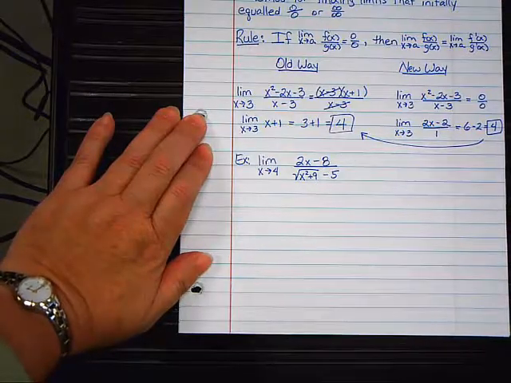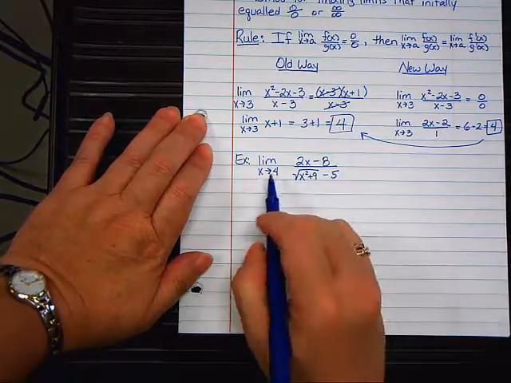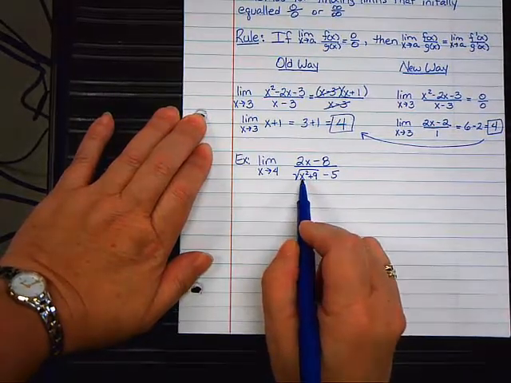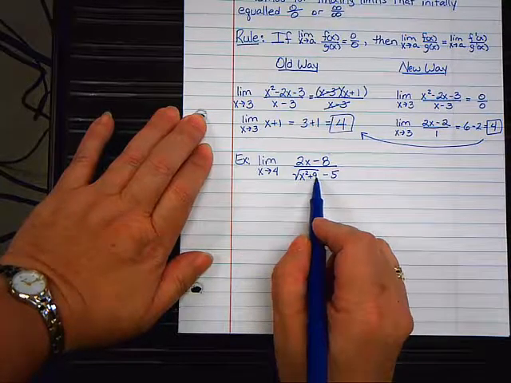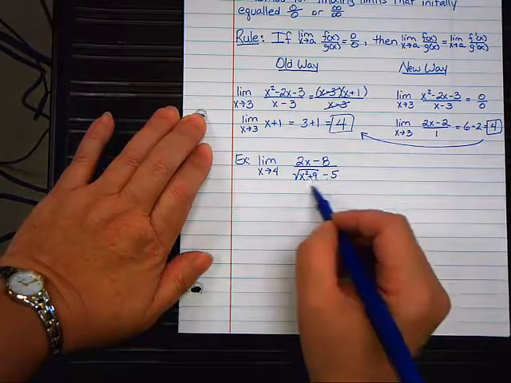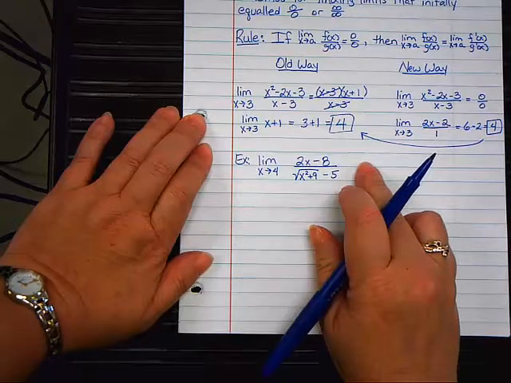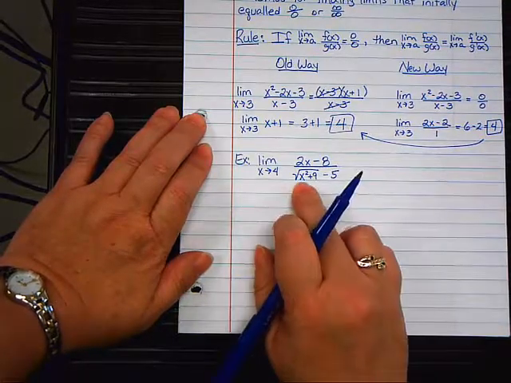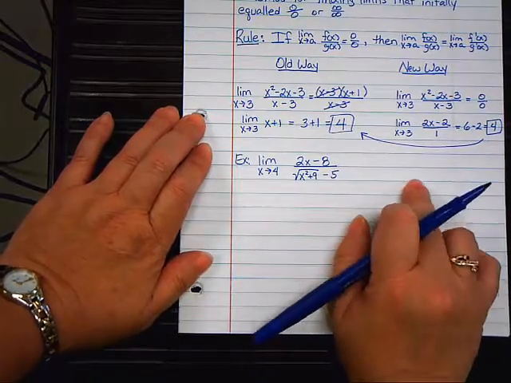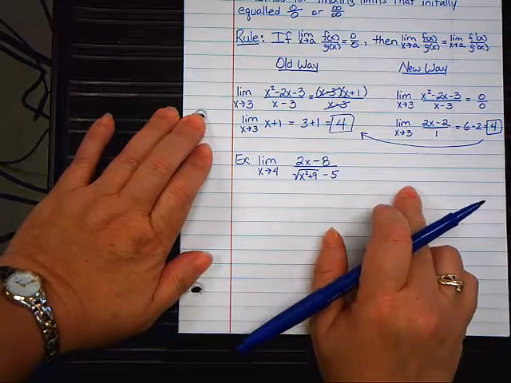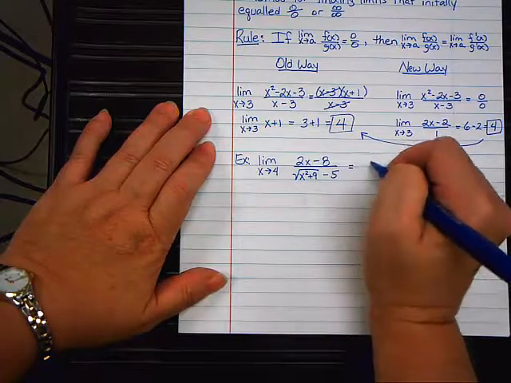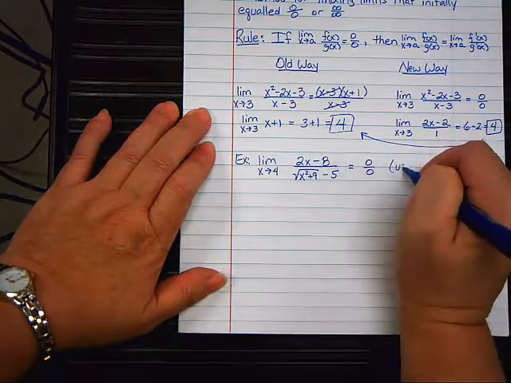If you think back to the beginning of the year, what we used to do here, first of all, you plug in and you see, yes, the top is 0. In the bottom, this would be 16 plus 9 is 25. The square root of 25 is 5, minus 5. Yes, this is 0 over 0. And at the beginning of the year when we did limits, we would multiply the top and the bottom by the conjugate, where we would take the square root of x squared plus 9 plus 5 over the square root of x squared plus 9 plus 5. And then we clean it up, and it got really ugly and really gross. So now with L'Hopital's, we can do this in a much simpler way. This does equal 0 over 0, so we can use L'Hopital's on this.